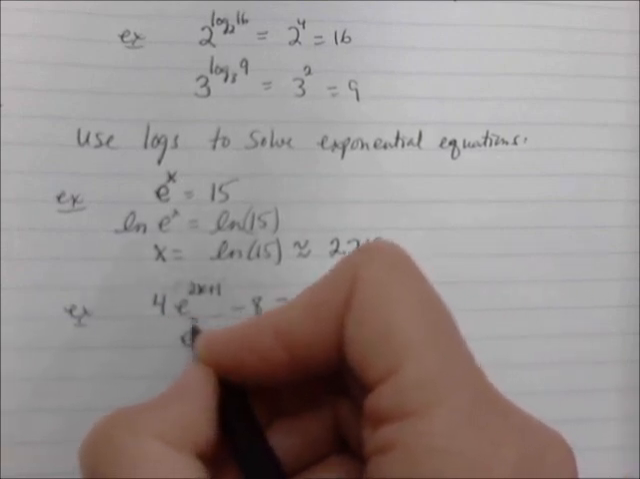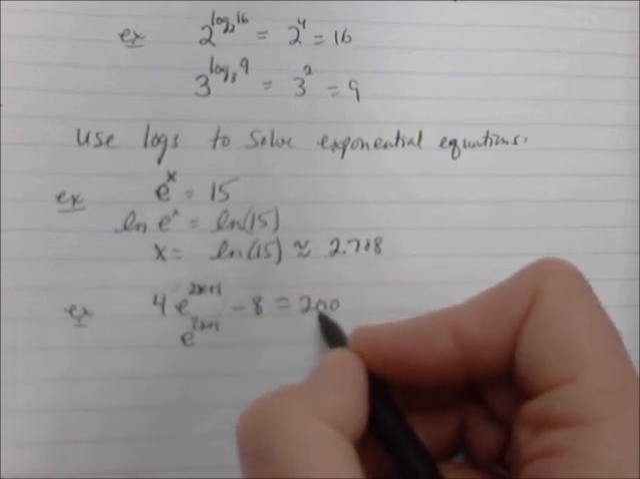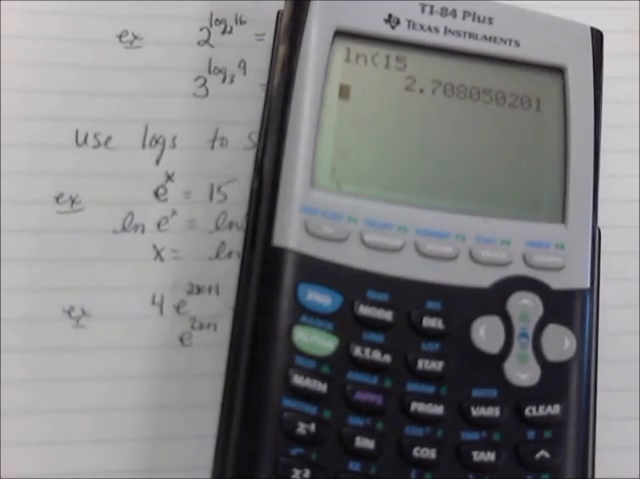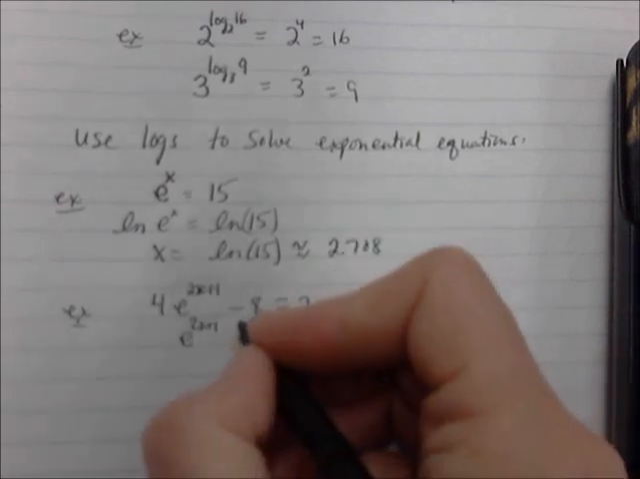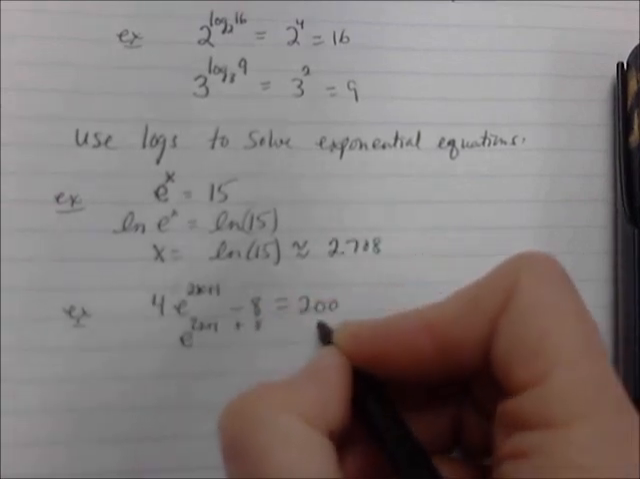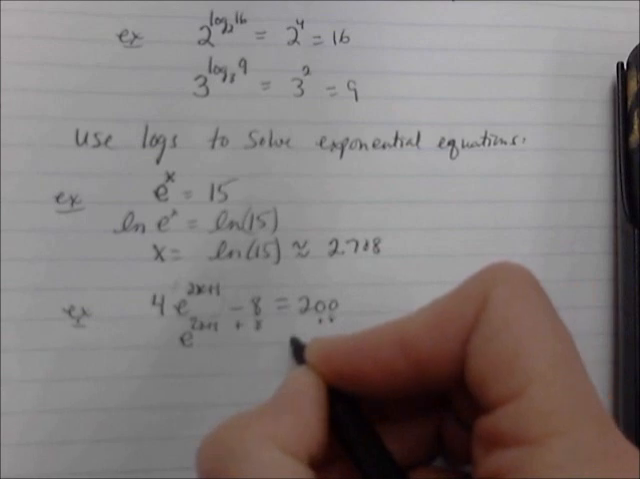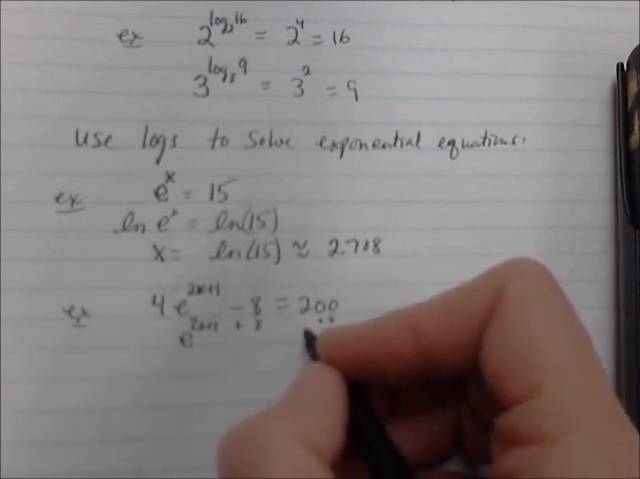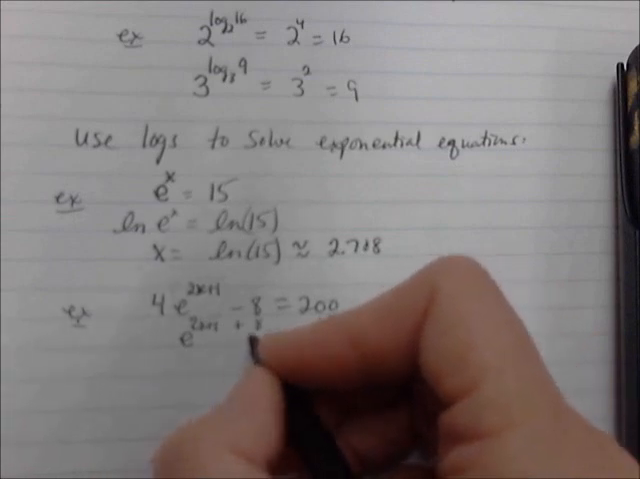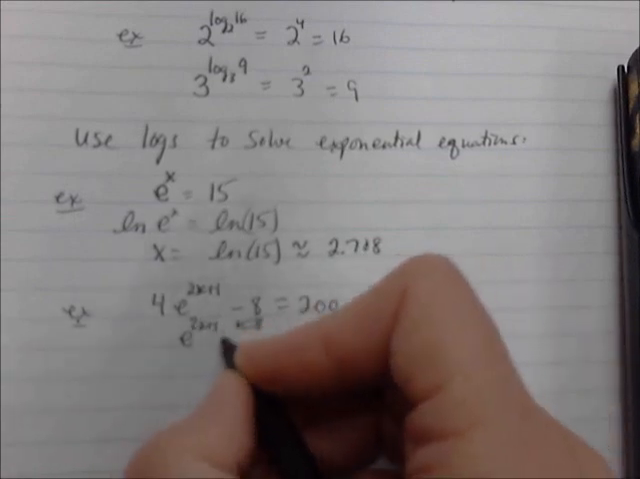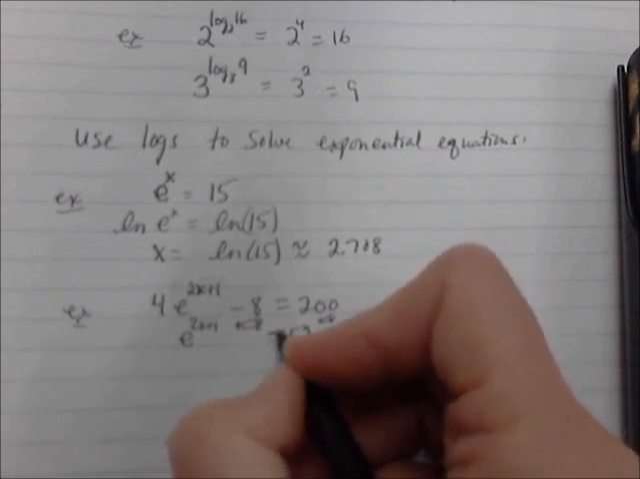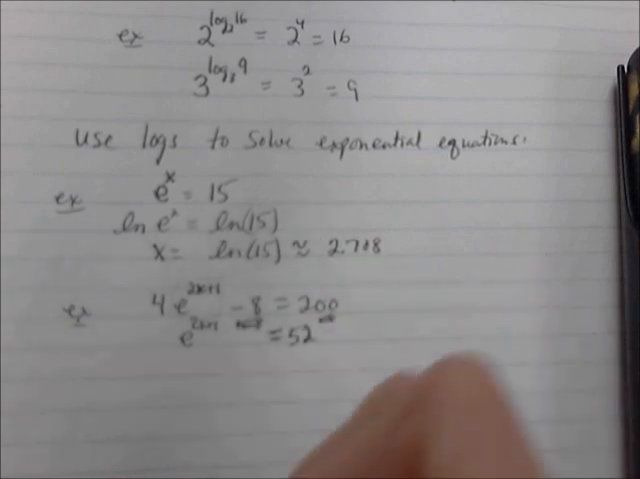So you'll have e to the 2x plus 1. Well, 200 minus 8 is 192, and, I'm sorry, you're going to add 8. Sorry. Add 8 to both sides. You get 208. And then 208 divided by 4 is 52. So e to the 2x plus 1 is equal to 52. Add 8, divide by 4.